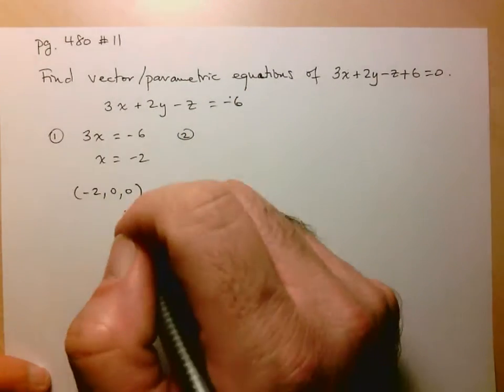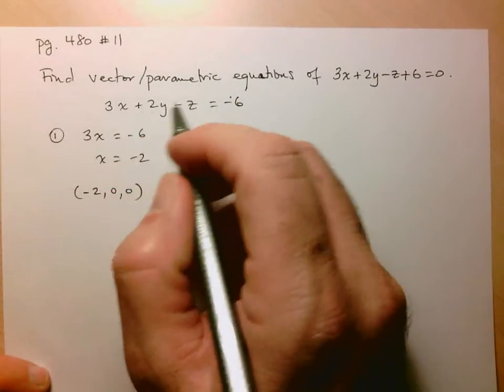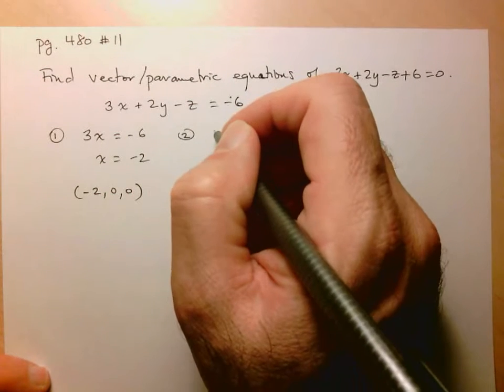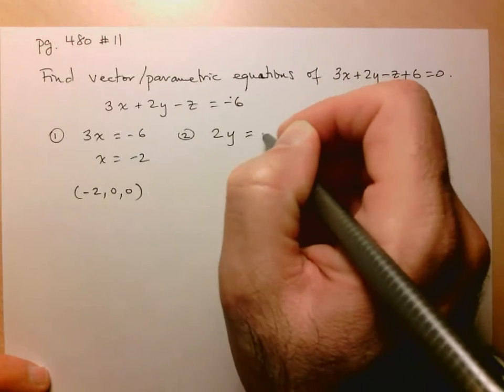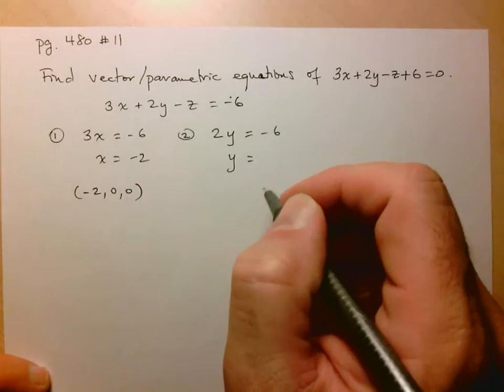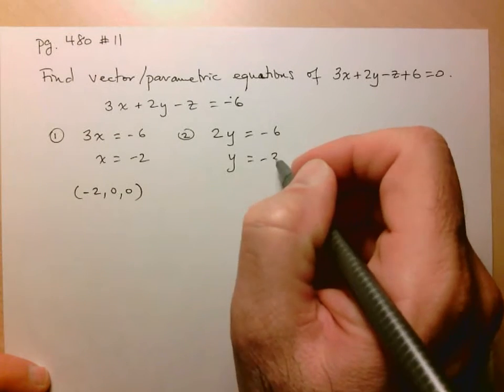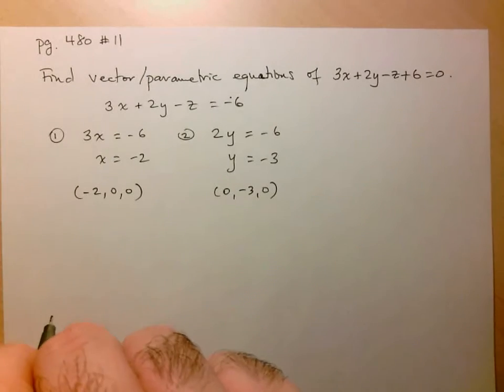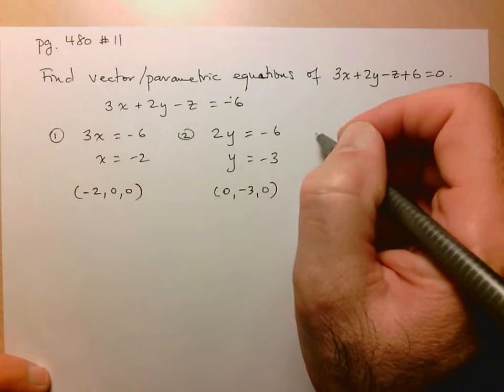For my second one, I'll set x and z equal to 0, so I'm just left with the y variable. They wrote this equation so it worked out quite nicely. Here we've got -3, so (0, -3, 0) is a second point on this plane.